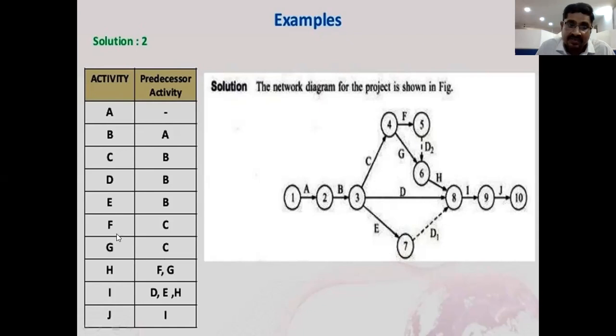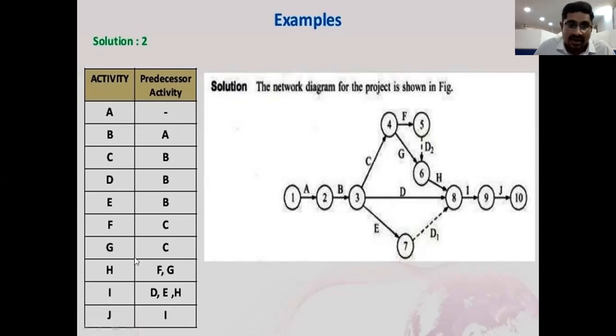So here from C we have two activities, F and G. This is the C activity, F and G. These 2 activities came from the C activity. So G and F, these 2 came from the C point, right?